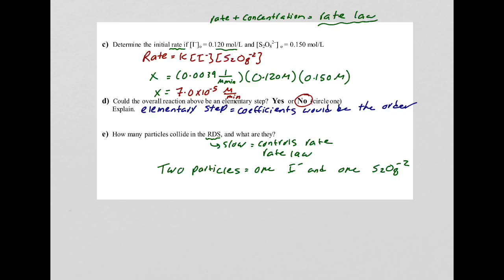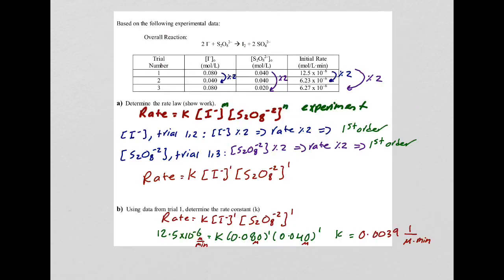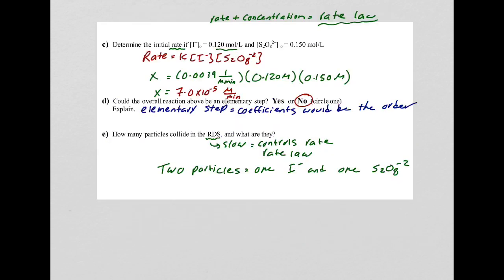I want to repeat this one more time. Remember, we said most likely this is not going to happen in one step, right? We know that's not true because the orders, the coefficients, don't even match the rate based on experiment. So there's got to be a couple of steps for this reaction to happen. Now, when that's the case, the slow step, the rate determining step, controls the rate and dictates what my rate law is. Now, the rate law is this one right here.